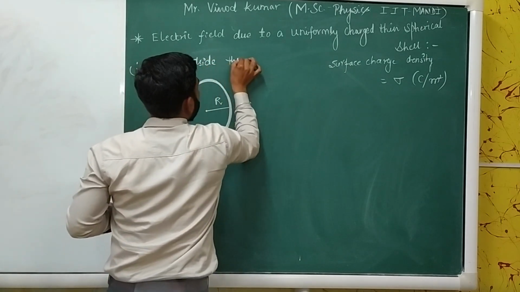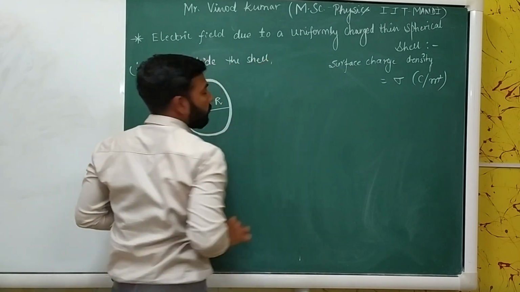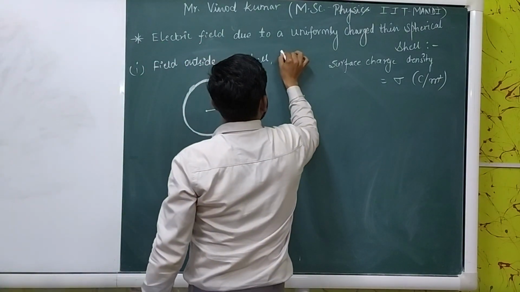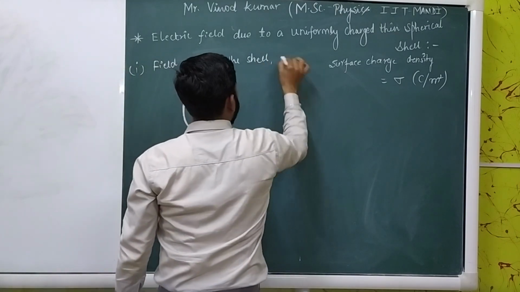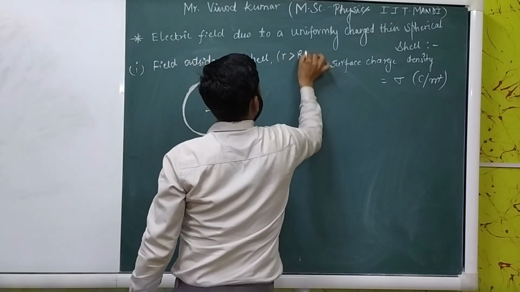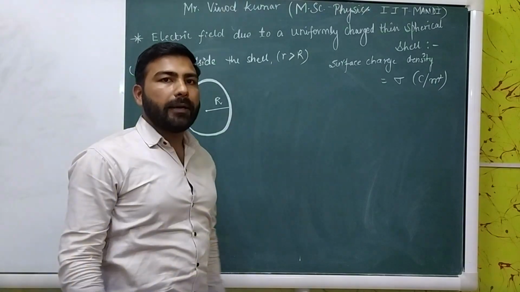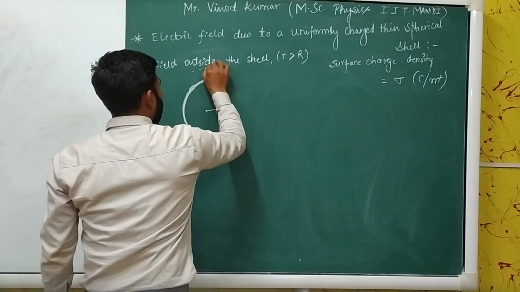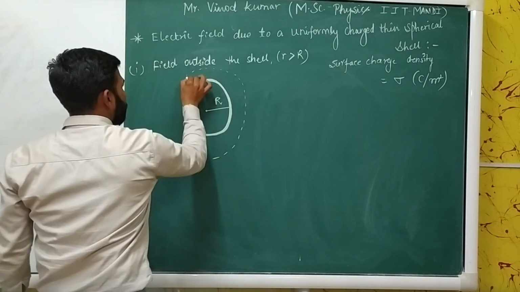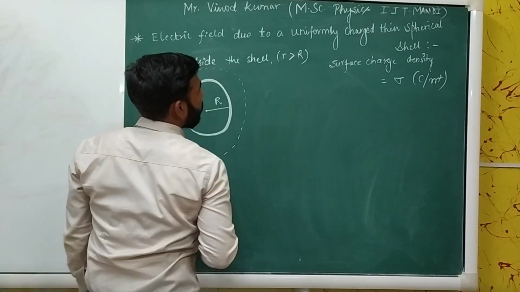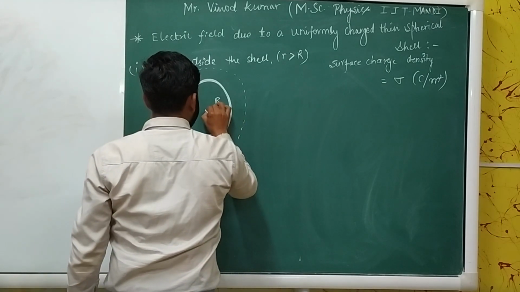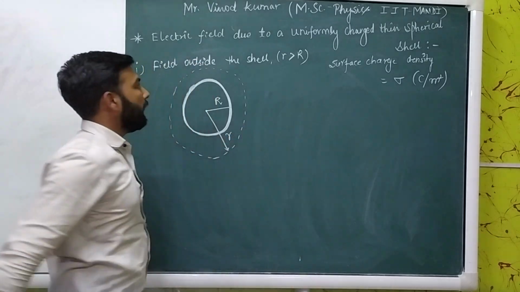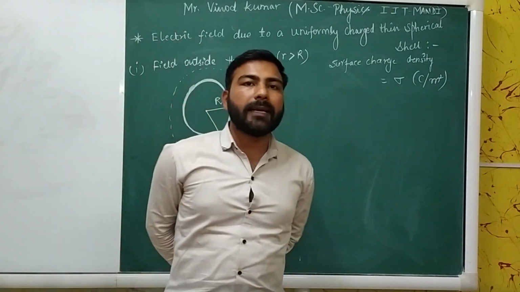outside the cell. The field outside the cell, that means we have to take some distance r greater than capital R, where capital R is the radius of this spherical cell. Let us assume a Gaussian spherical surface such that its radius is small r, where small r is greater than capital R.